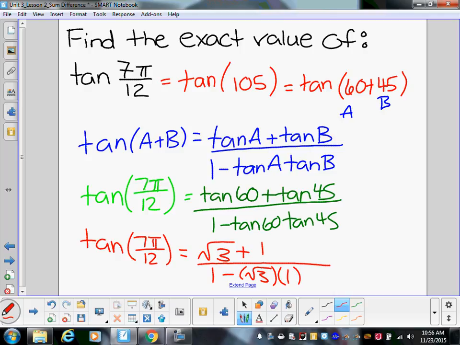Do the square root of 3 and the negative square root of 3 cancel? No. You can't cancel these because they're part of an addition or subtraction. I can only cancel if they're factors being multiplied, which is not true. So the best I can do, that's as far as we're going to go. We're not going to mess around with getting the 3 out of this now. If you can do it, do it.